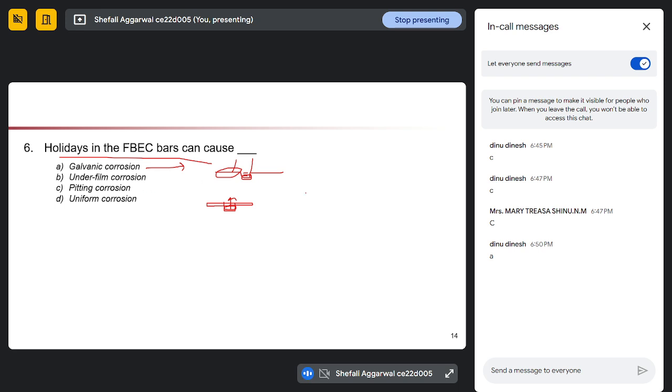Third is pitting corrosion. Pitting corrosion means due to the presence of chlorides, a pit forms in your rebar, and the same rebar is acting as anode and cathode. Last is uniform corrosion. Because of a change in environment, the complete layer of your rebar is affected, that is called uniform corrosion. So from these four descriptions, it is clear what the answer is. Holidays will cause underfilm corrosion. Correct.